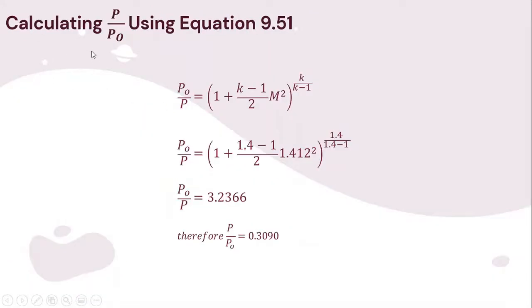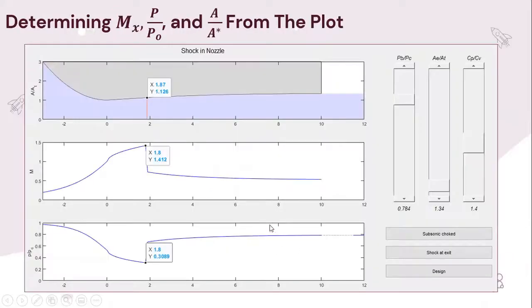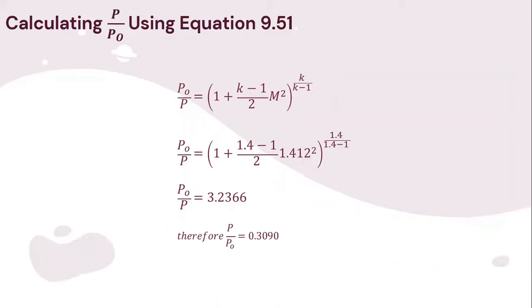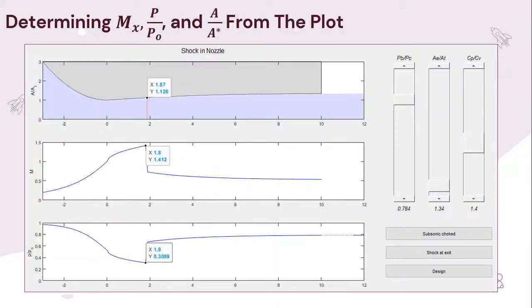We calculate the value of p over p0 using equation 9.55, and we get that the value of p over p0 is 0.3090, which is close to the one that we have from MATLAB. And then the next one is calculating A over A asterisk using equation 9.52, and we get a result of 1.1216, which has a bit of difference from the value that we obtained from MATLAB.